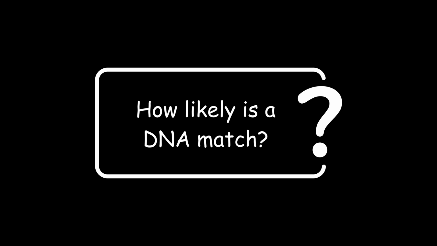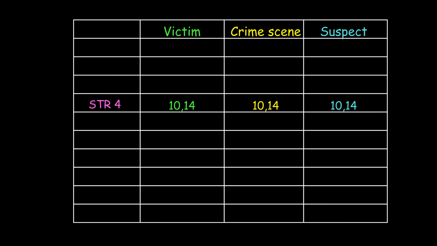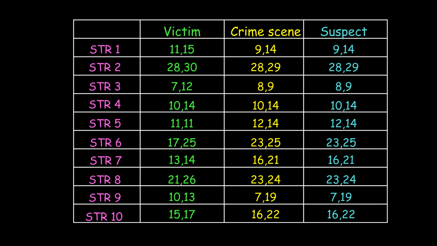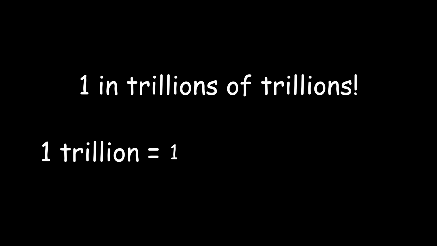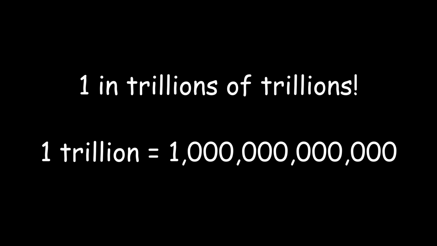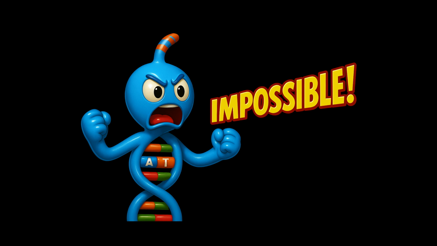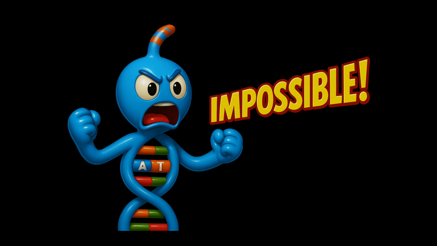So, how likely is a match? Matching one STR locus isn't that impressive. Lots of people might have 14 and 10 repeats at a given spot. But when you match all 20 markers, the probability of that happening by random chance becomes astronomically small. So, how small? About 1 in trillions of trillions. And 1 trillion has 12 zeros after it. In short, it is virtually impossible for two unrelated people to have the exact same STR profile.